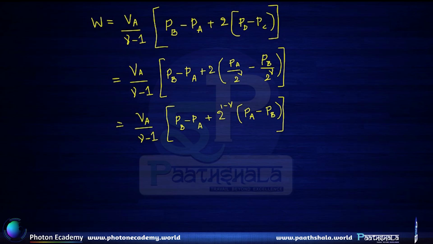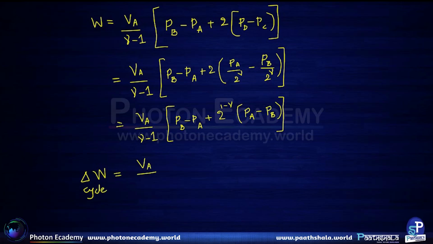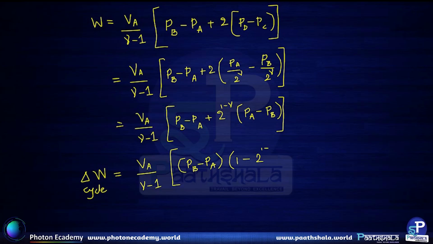So finally we get the work done in the whole cycle as Va by gamma minus 1 into Pb minus Pa into 1 minus 2 power 1 minus gamma. So this is the expression for the work done in the whole cycle.